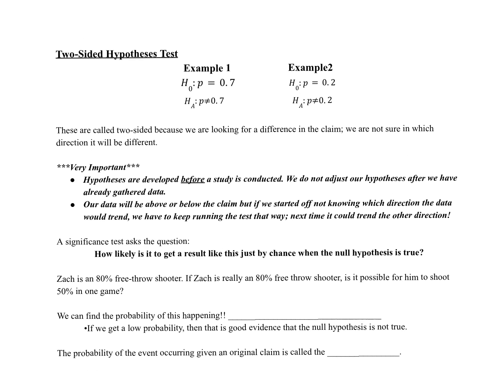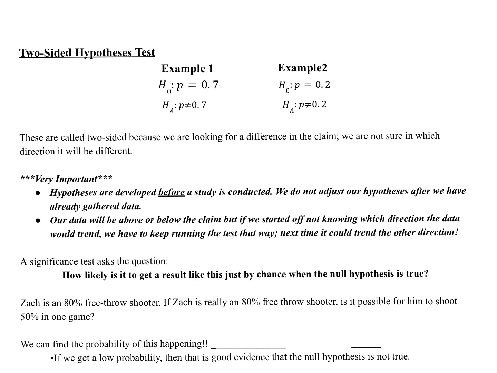The second type of test is a two-sided hypothesis test. That's when your alternative hypothesis is not equal to. So you're not specifically saying, I think it's less than or greater than. You're just saying, I don't think it's 0.7. It's two-sided because we're not sure in which direction it could be different. It could be greater than, it could be less than, we don't know.